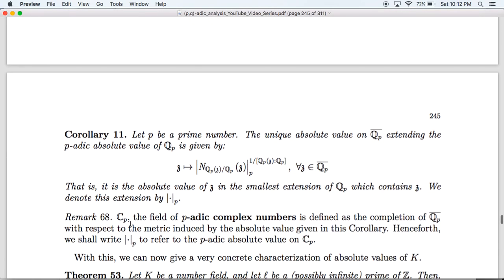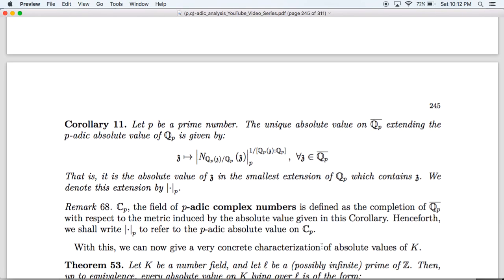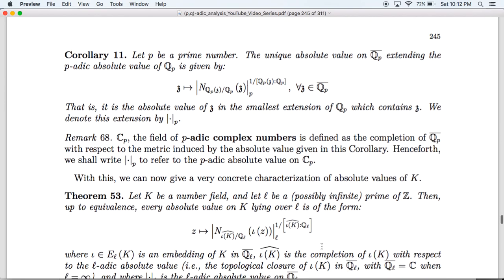C_p, the field of p-adic complex numbers, is defined as the metric completion of Q_p bar with respect to the metric induced by this absolute value. Henceforth, we shall write |·|_p to refer to the absolute value on C_p. With this, we can now fill in the rest of the blanks for the extension theorem and give a very concrete characterization of absolute values of K.